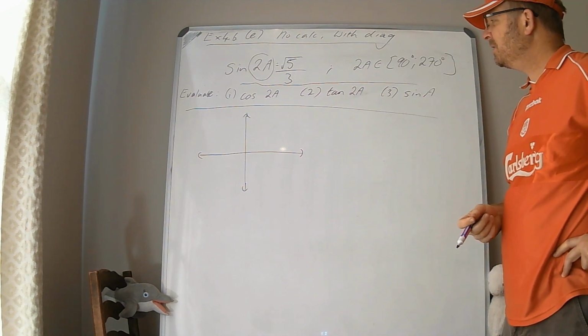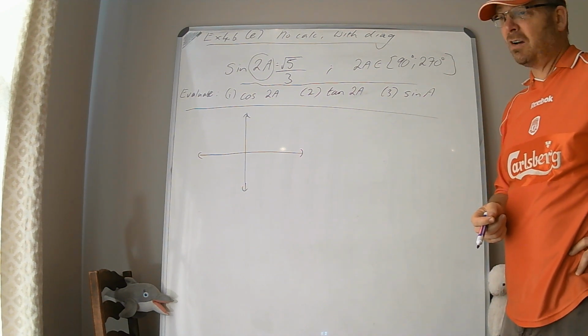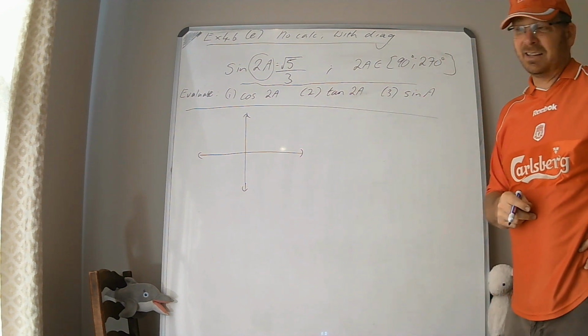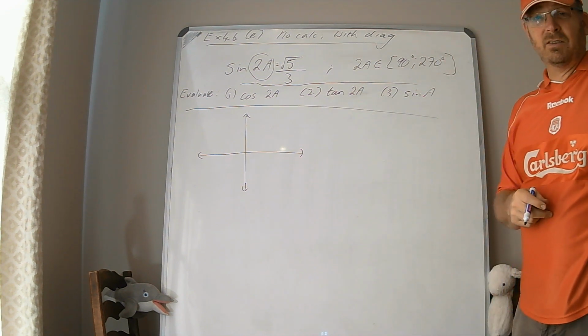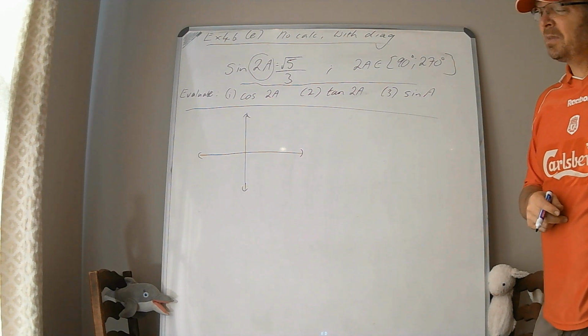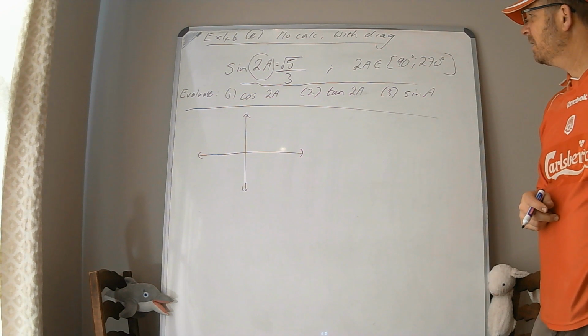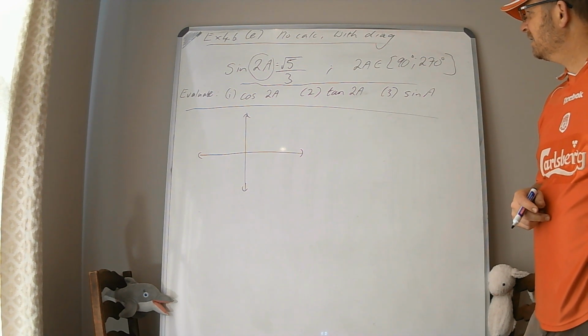Go find your missing variable using x squared plus y squared is r squared, and then you can work out cos 2a and tan 2a pretty easily. So 1 and 2 are pretty straightforward, nothing new, just the angle we're working with is 2a, so give that a go. Okay, so Calexis, which quadrant are you in?